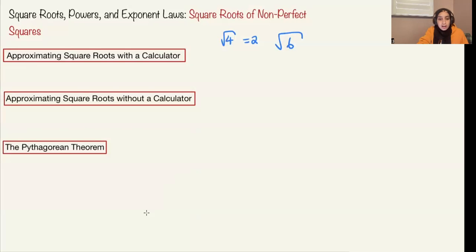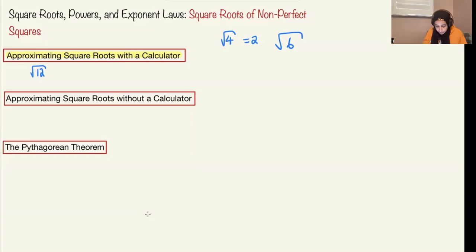So we're going to first look at the first strategy, which is approximating using a calculator. That's going to be our first technique here. If I have, for instance, something like the square root of 12, that's also not a perfect square. There is no whole number that would multiply by itself to give me 12. So in the calculator, we literally just put in the square root of 12 and see what our answer is.